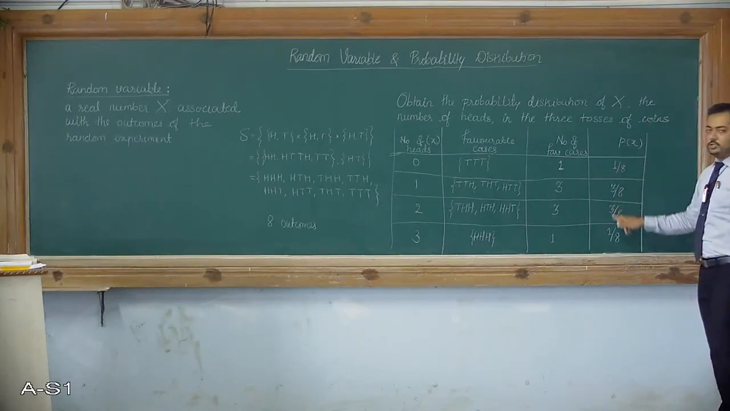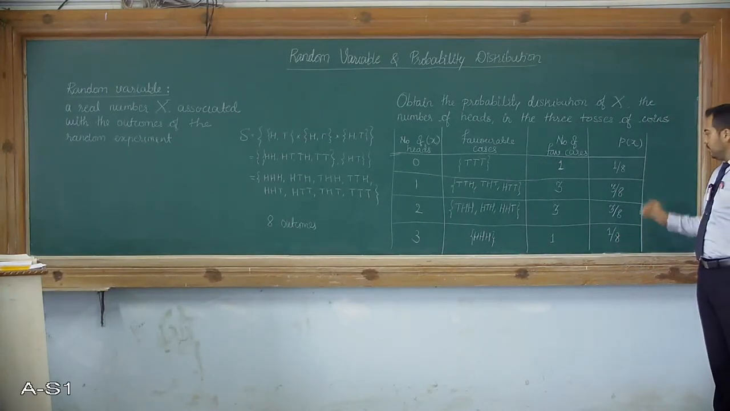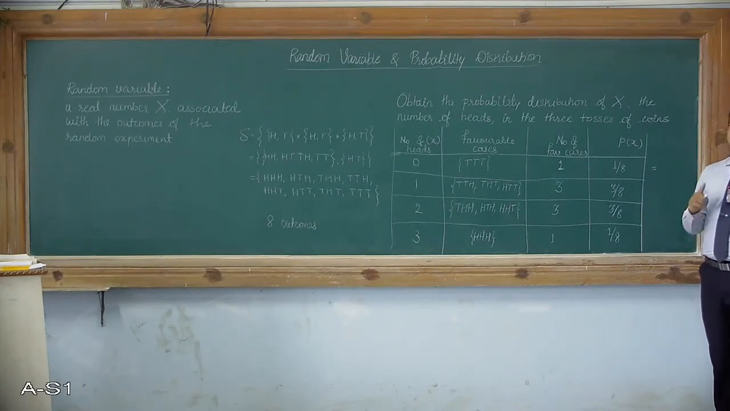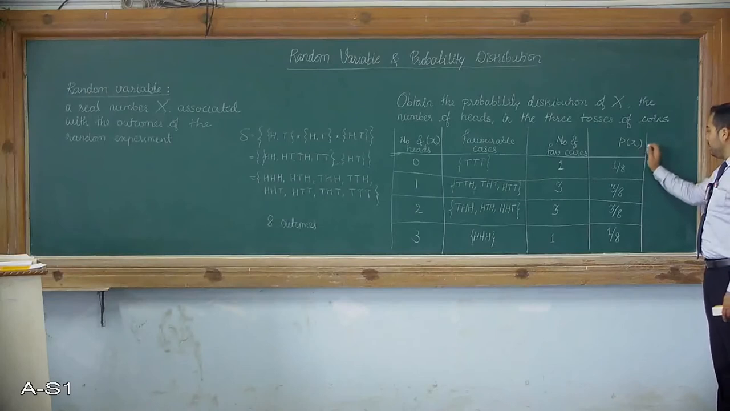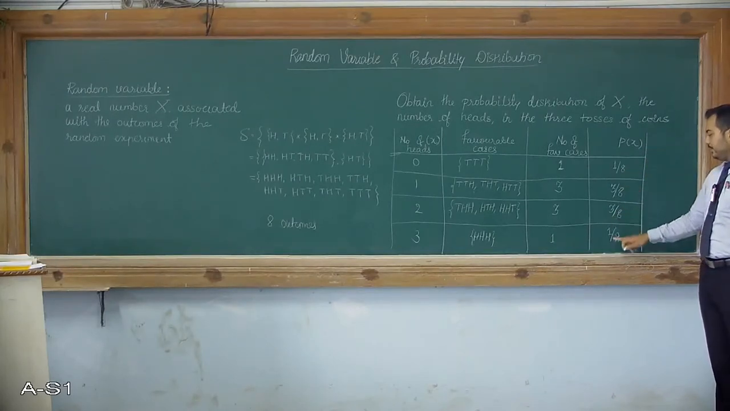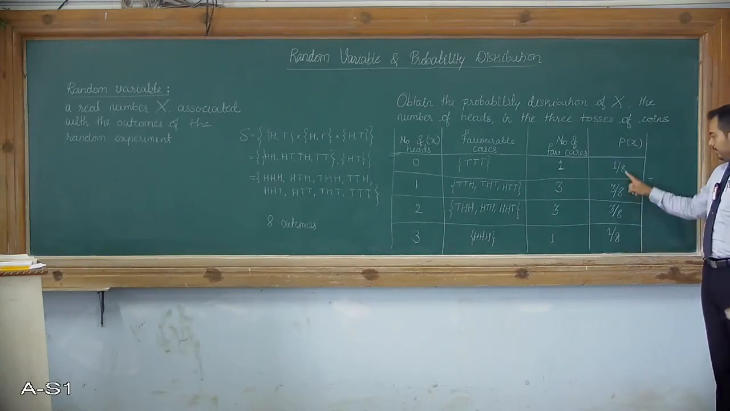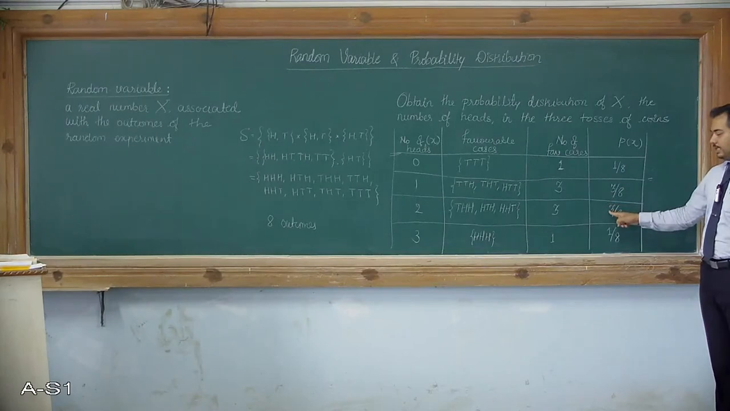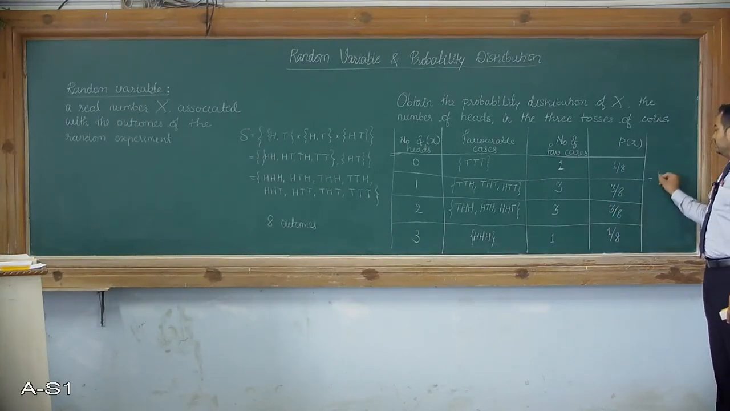Now when you find the total of all these probabilities then you should always get it exactly equal to 1. Okay. So now it is 1 by 8 plus 3 by 8 plus 3 by 8 plus 1 by 8. All denominators are same, obviously. And then summation, 1 plus 3 is 4 plus 3 is 7 plus 1 is 8. So this gives you 8 divided by 8, which is exactly equal to 1.